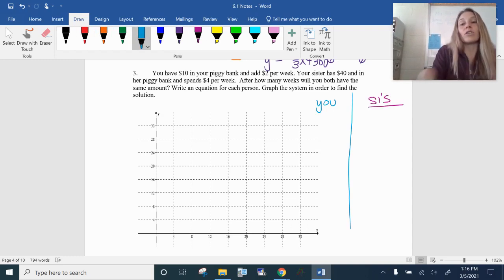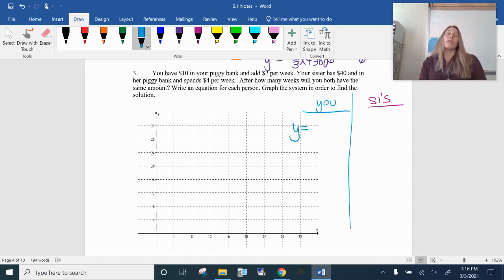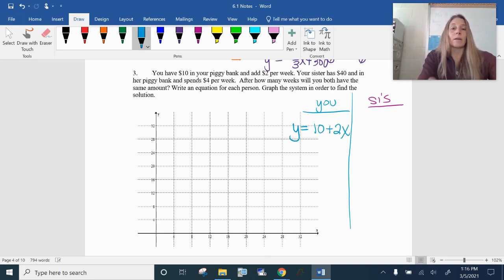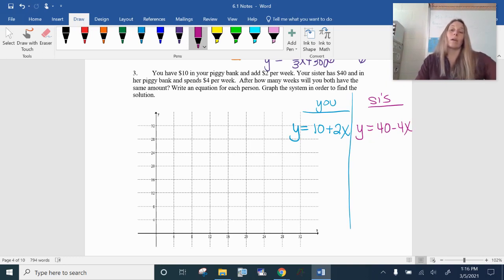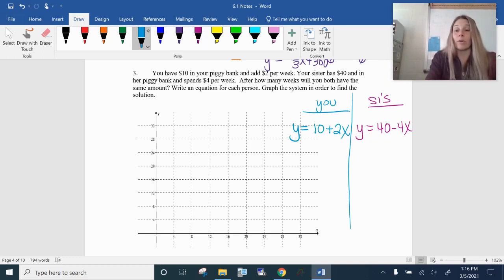All right, so this time you're each going to have an equation, but you're each going to have a y equals equation, because you're trying to figure out the total that you have, which is y, and then the total your sister has. So what do you have? You have $10 and you're adding 2 per week, so 2x. Your sister, on the other hand, her total is $40 minus 4x, because she's subtracting 4 per week. Now, the good news is these are basically already in slope-intercept form if you switch out the order there. Negative 4x plus 40 for her. So we can graph them.